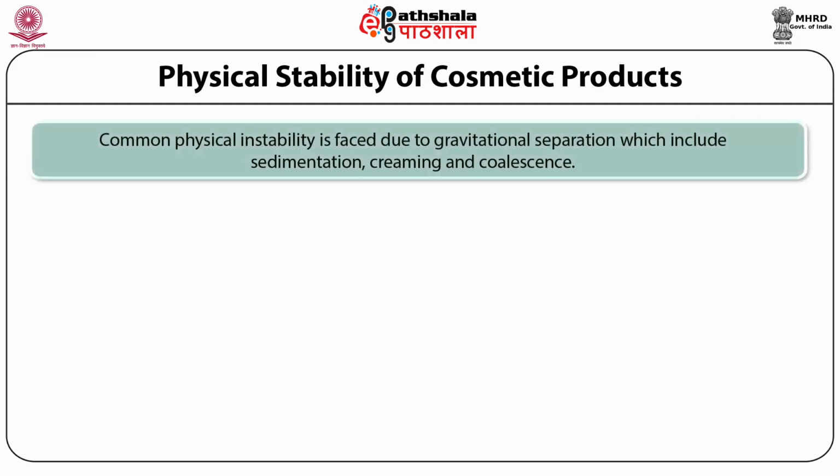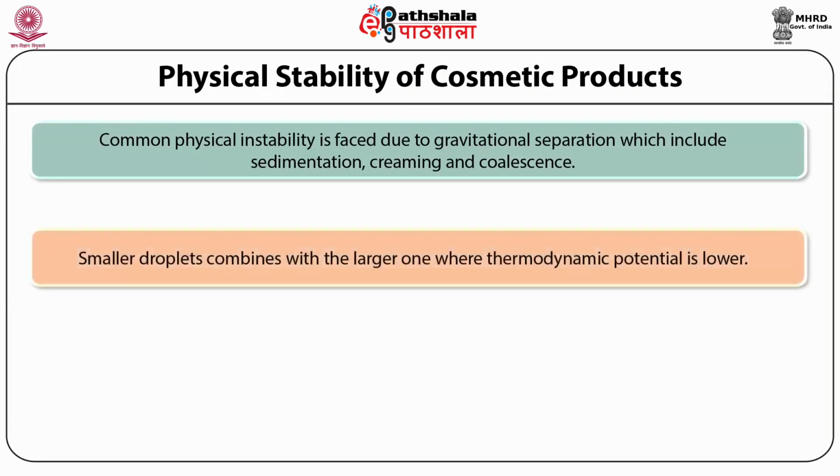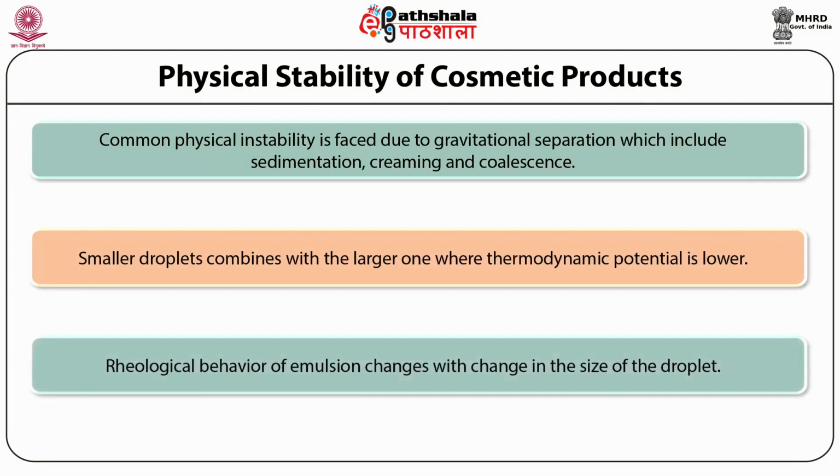Common physical instability is faced due to gravitational separation, which includes sedimentation, creaming and coalescence. This instability is due to the process of diffusion. Smaller droplets combine with a larger one where thermodynamic potential is lower. With time, the emulsion droplets become larger in size and hence the rheological behavior of the emulsion changes with change in the size of the droplet.